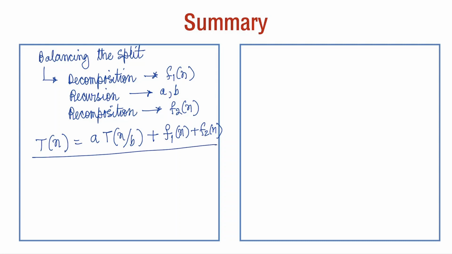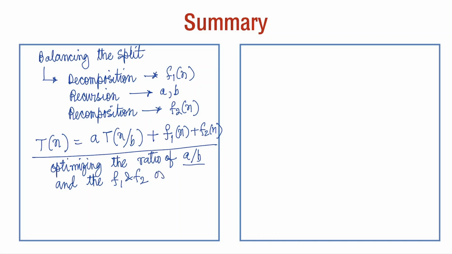And it is all about optimizing the ratio of a by b and the f1 and f2, or the max of f1(n) and f2(n).